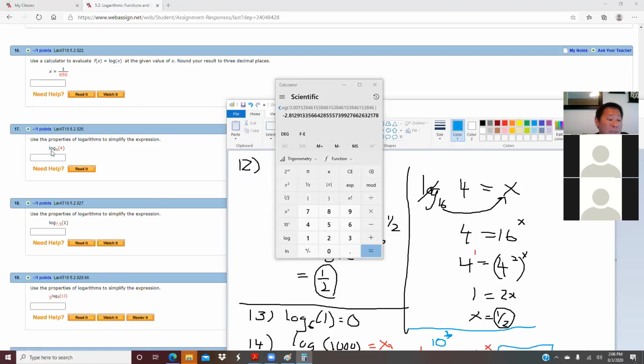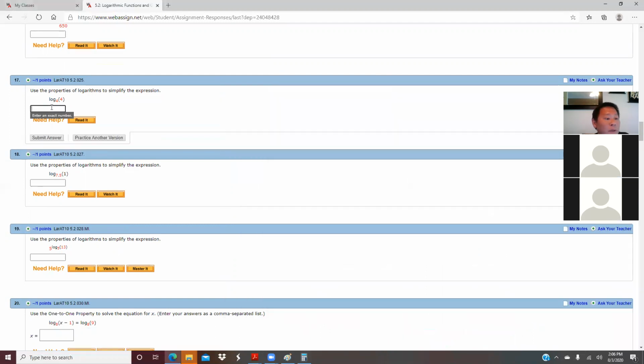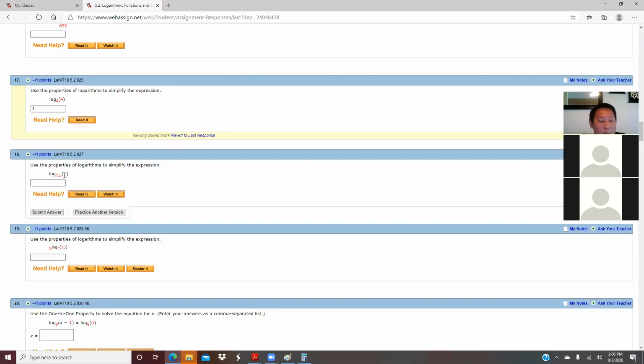Does anyone know how to do number 17, log 44? What is log 44? Same base, same argument? Yes, 1. Thank you. Okay. Remember I told you what happens with log 7.5 of 1. What happens if your argument is 1? What is number 18?